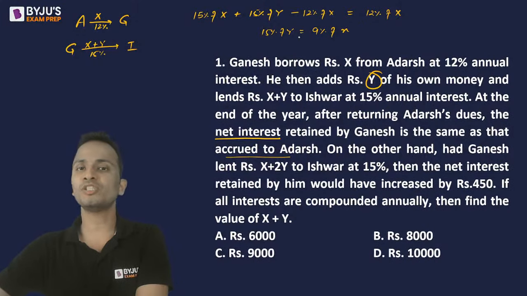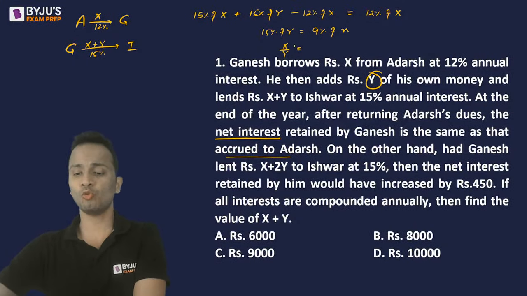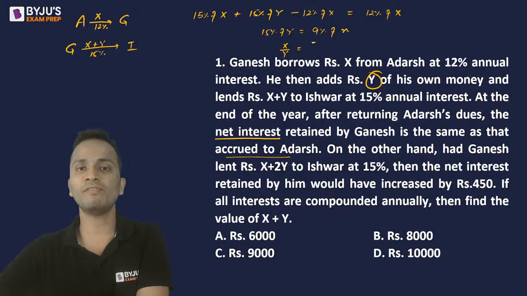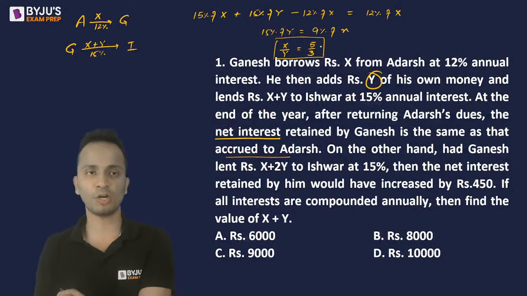So 15 percentage of Y is equal to 9 percentage of X, and we will find the value of X upon Y. Okay. So from here I will get the ratio of X and Y. The ratio of X and Y will be equal to 5 upon 3. Right. So this is the first important relation that we have got.